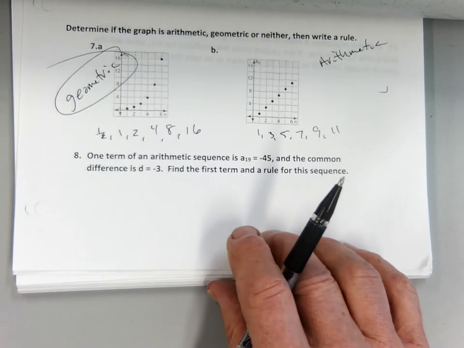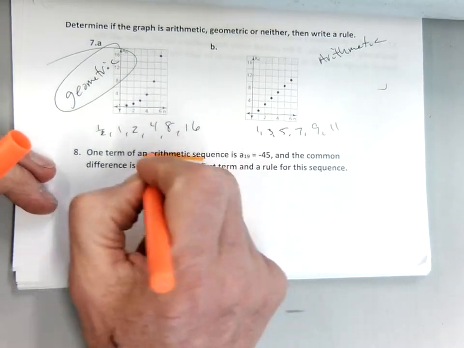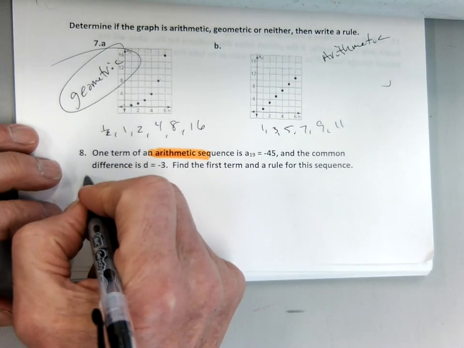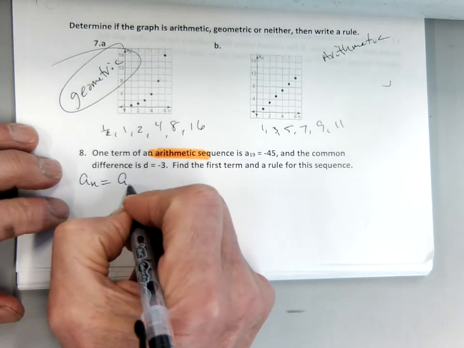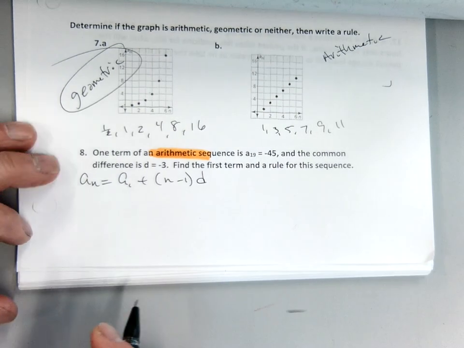Okay, number 8. We did this on our warm-up, didn't we? So when I do this, number 8, I see this first. See that word? So I know which formula to use, correct? Arithmetic: a_n equals a1 plus n minus 1 times d, right? Let's just start there.